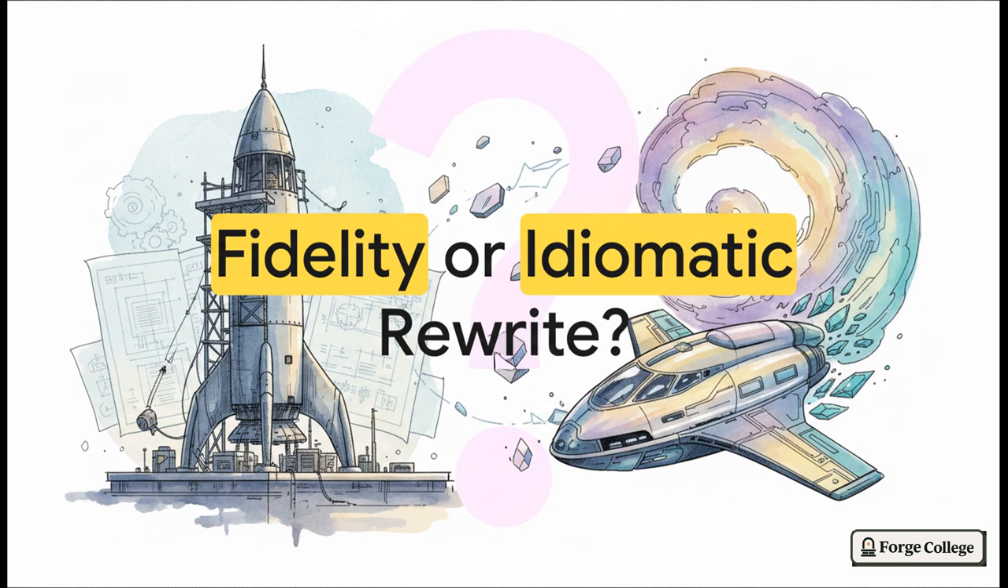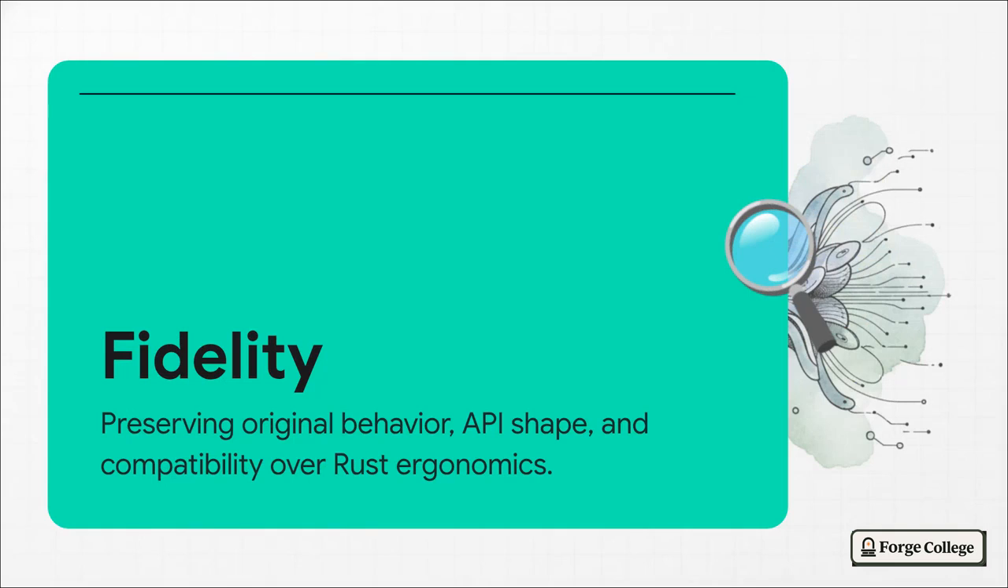So that brings us to the fundamental question we have to ask for every single piece of code. Do we preserve the original shape, which we call fidelity, or do we completely remodel it into an idiomatic rewrite optimized specifically for Solana? To answer that, we really need to nail down exactly what fidelity means in our rulebook.